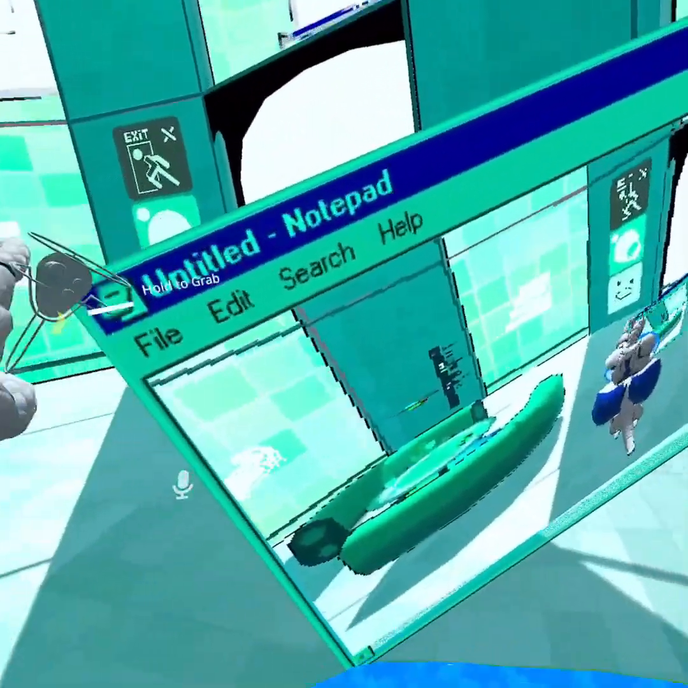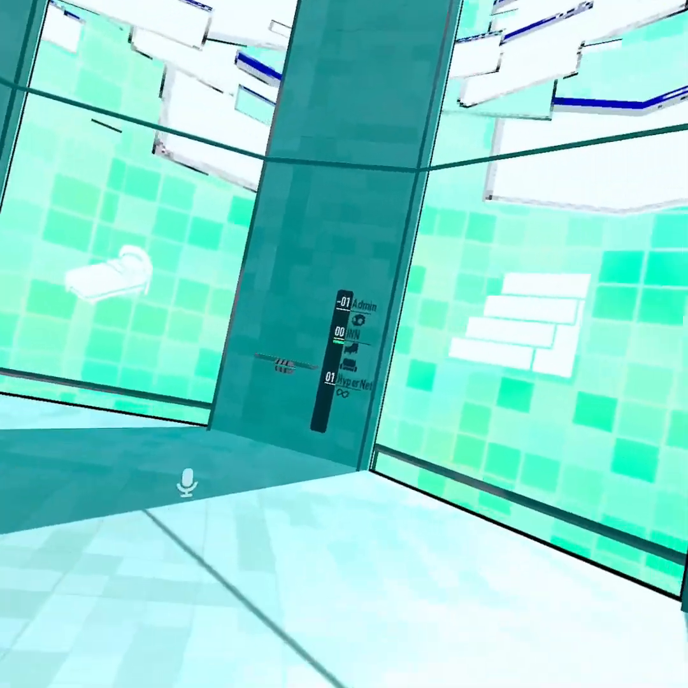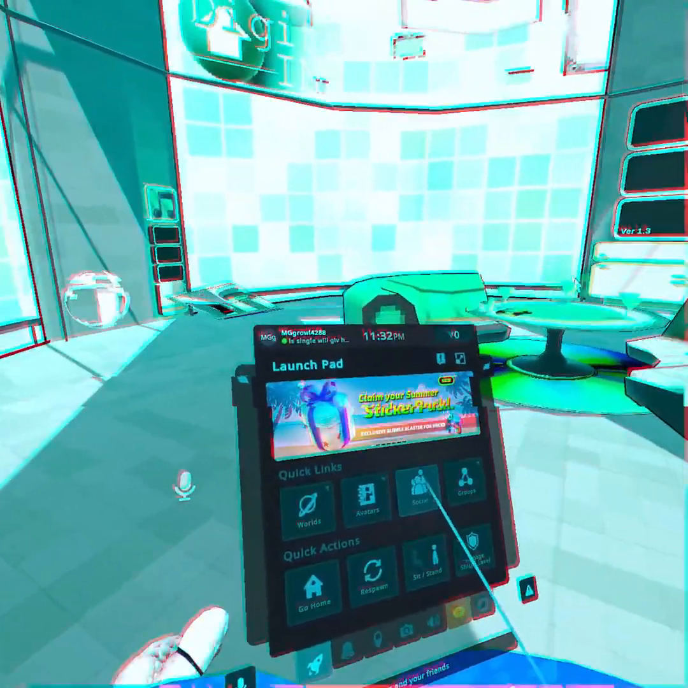So today we're going to be going over the history of it and also showcasing a handful of worlds that also feature this art style.